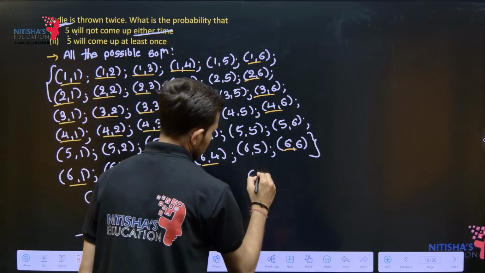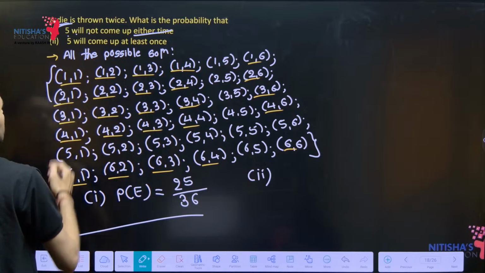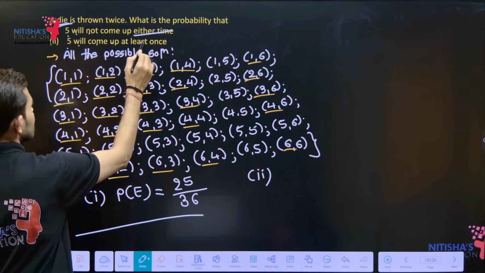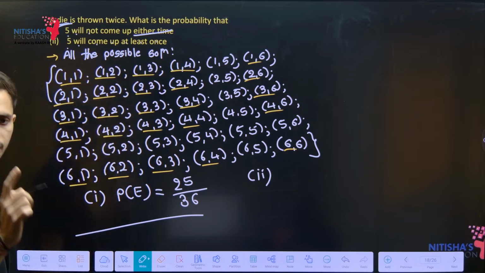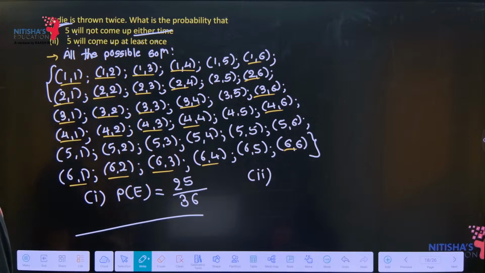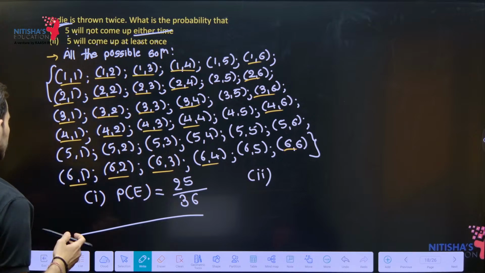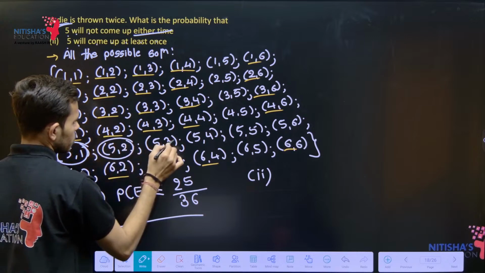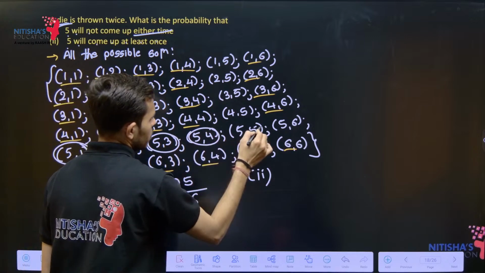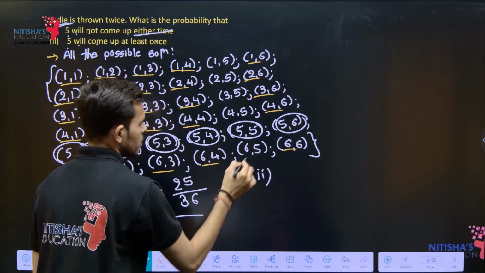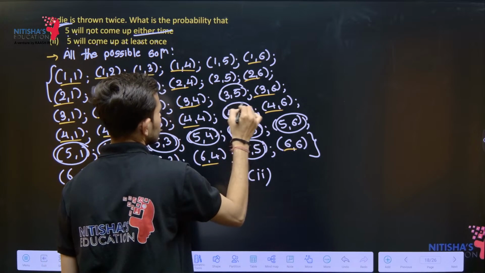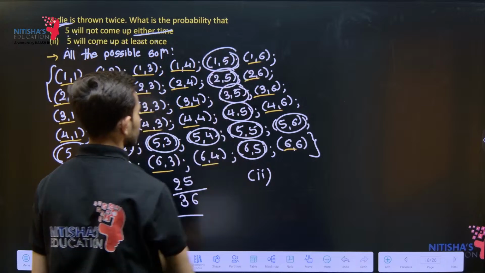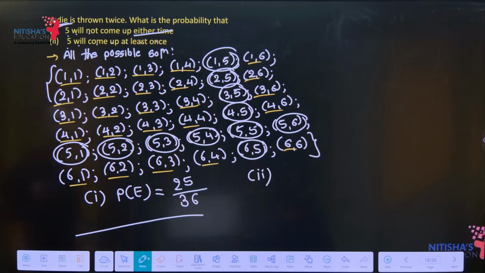ठीक है, चलो सेकेंड क्वेश्चन की प्रोबेबिलिटी फाइंड आउट करते हैं. 5 will come up at least once. 5 एक बार तो आना ही चाहिए, तो उसकी प्रोबेबिलिटी क्या है. तो देखो यहाँ पे एक बार आना चाहिए, मतलब ये है 1 2 3 4 5 6 7 8 9 10 11. तो यहाँ पे टोटल कितने रिजल्ट मिले हमें, 11.